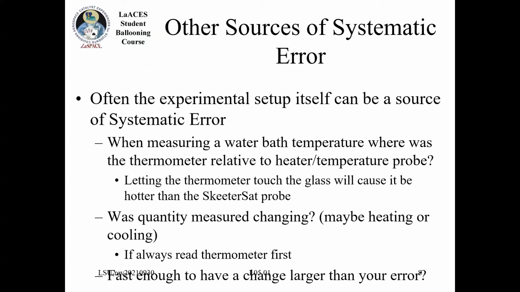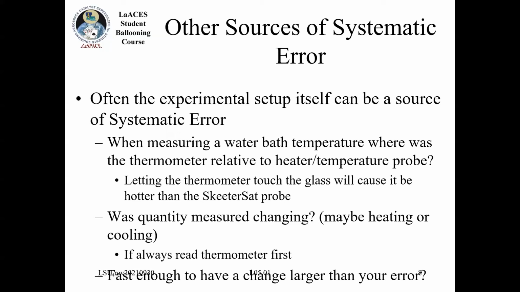So this is something you want to think about when you are going in and taking your measurements, right? We want to try and choose tools and choose the experimental setup in a way to minimize these systematic errors. So one thing that can also cause systematic errors is how you've set up your experiment.